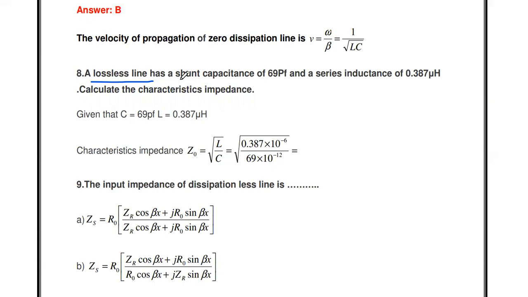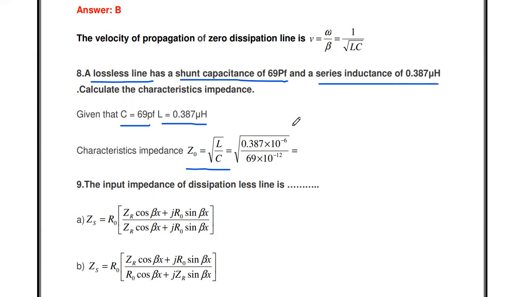So a lossless line has shunt capacitance of 69 picofarad, series inductance 0.387 microhenry. Calculate the characteristic impedance. So here for a lossless line, the capacitor value is given, the inductor value is given. The question is that we have to find the characteristic impedance. Okay. So you already know the formula for characteristic impedance for a dissipationless line. The other name of dissipationless line is lossless line. So the characteristic impedance is equal to square root of L divided by C.